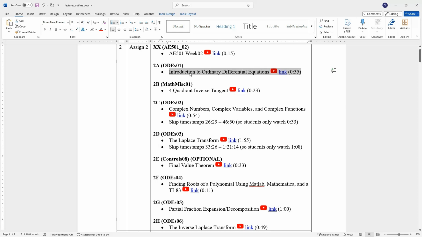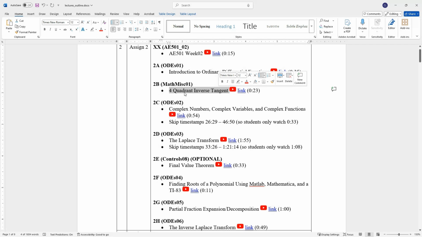Once we have the rough idea of what an ordinary differential equation is, we're going to need a couple of other nuanced mathematical concepts that are going to come back later. One of them is this idea of a four quadrant inverse tangent. It's just a quick little video discussing this idea that a lot of times people don't give enough credit to. People think that you can just use an atan function, but there's actually an atan2 function in a lot of languages, which gives you a four quadrant inverse tangent, which we are going to need down the road.